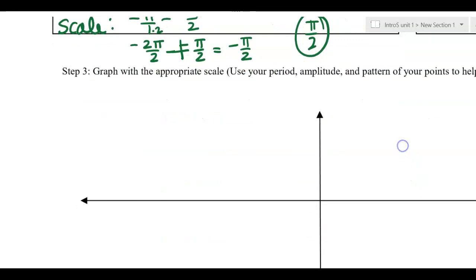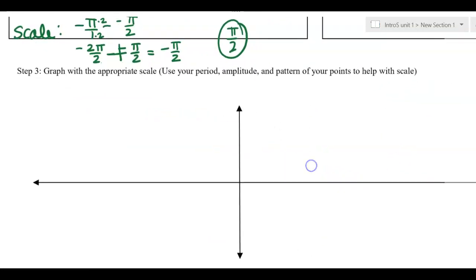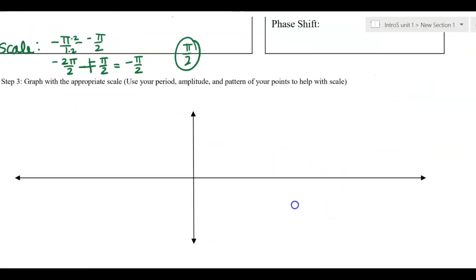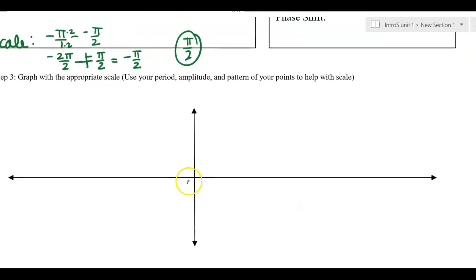Okay. So on our graph, we're going to start by giving ourselves some points for the axis. So we said I wanted to count by pi over 2's. So remember, you're just going 1 pi over 2, 2 pi over 2, 3 pi over 2, okay? And then reducing what's there.